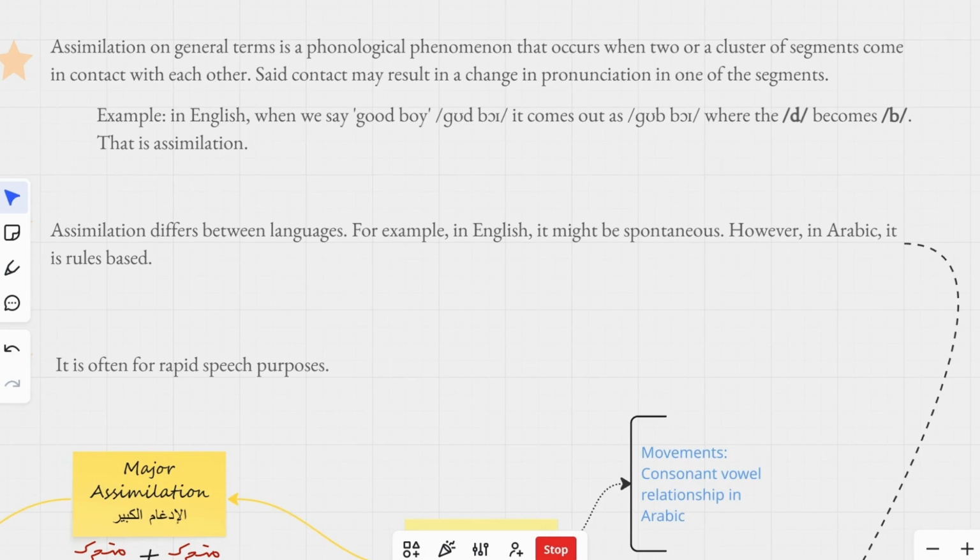Now, of course, assimilation differs between languages. For example, in English, it might be spontaneous, whether in informal or formal speech. We're not really thinking about rules or anything. In Arabic, though, it is rules based. That's what we're going to get to shortly, especially when it comes to ahkam tajweed, the rules of tajweed. They are called rules for a reason. You have to know the rules so you can do the assimilation correctly.